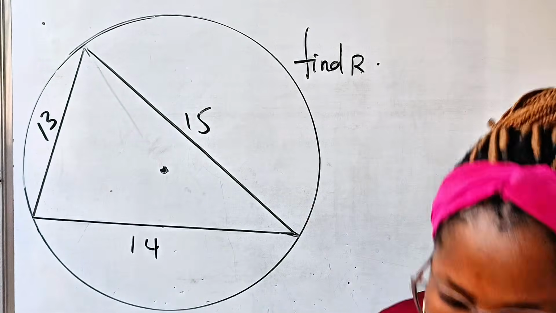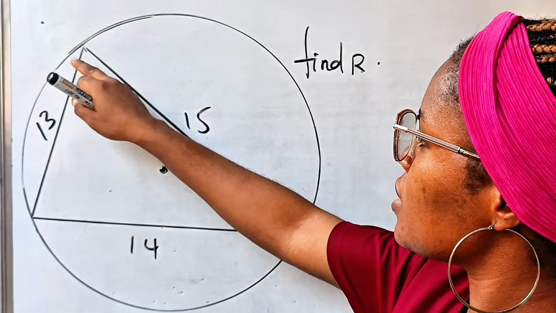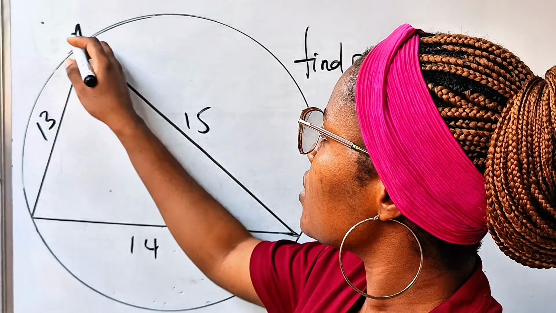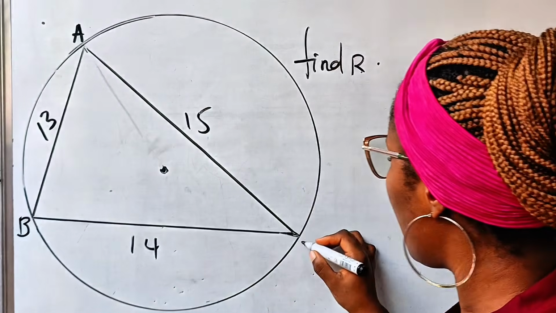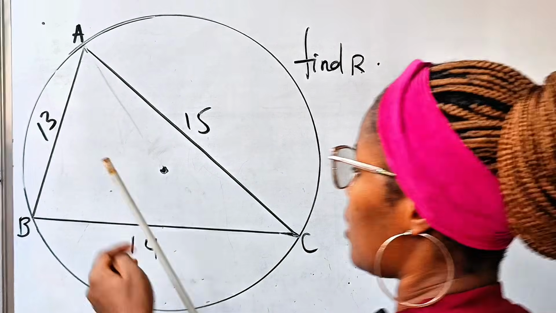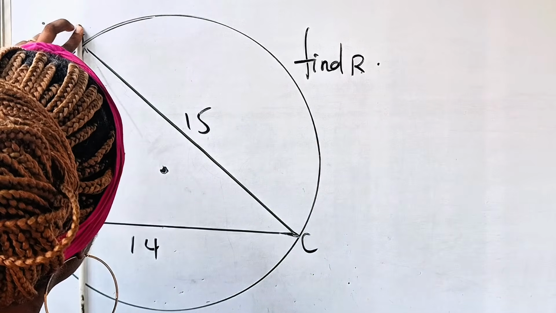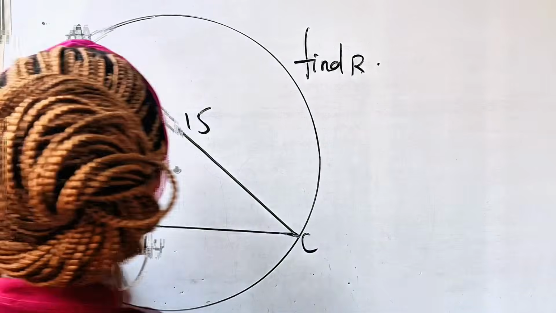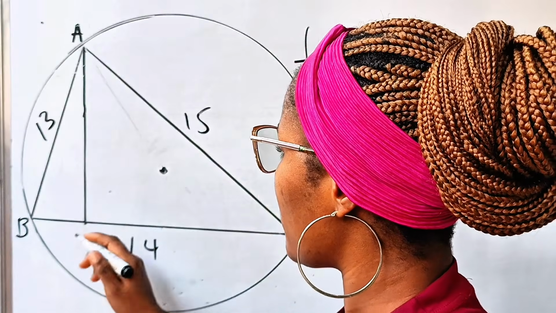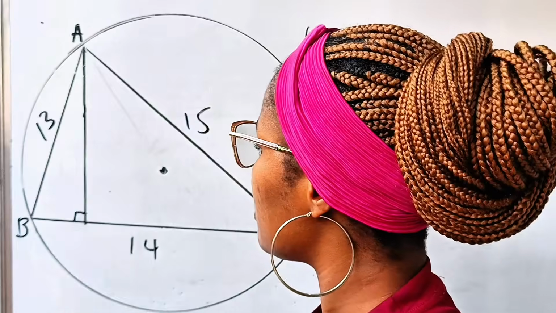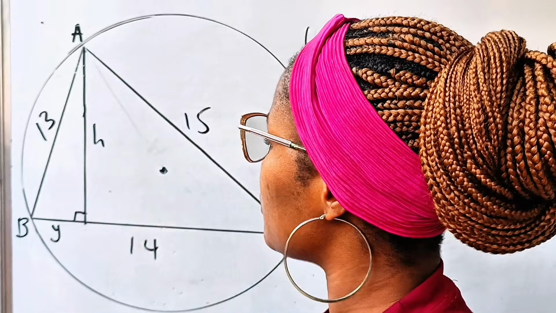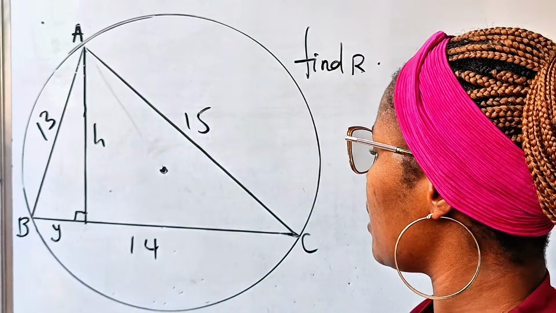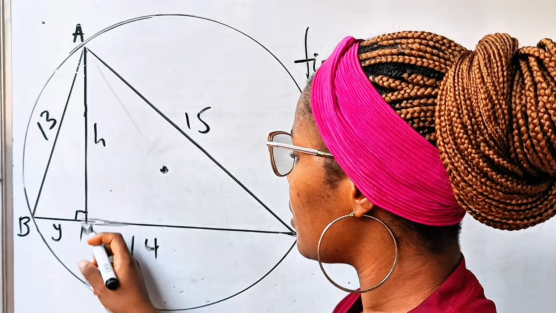So first thing I will do is to get a perpendicular from this point to this point. But before that, let's call this point A, this point B, and this one point C. So I'm going to drop a perpendicular from here down. Okay, so this is a perpendicular, 90 degrees. Now let's call this Y and this one H. Okay, so now we have triangle ABM. Let's call this M.